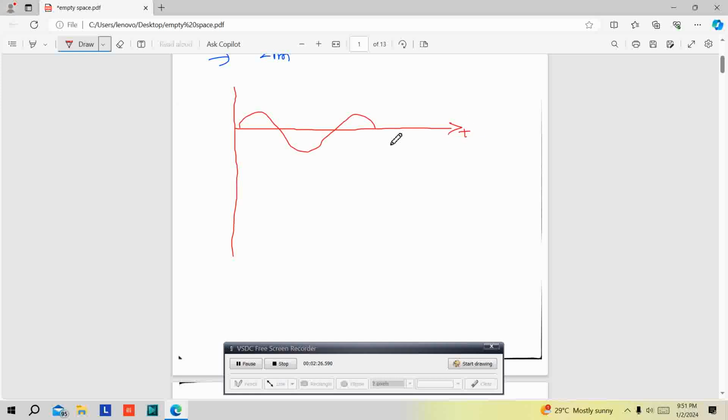This is time t, and the message signal m(t) is a low frequency signal. How do we conclude this? It is based on the time period T of one complete cycle, and f is equal to 1 divided by T. As T increases, f decreases; they are inversely proportional.